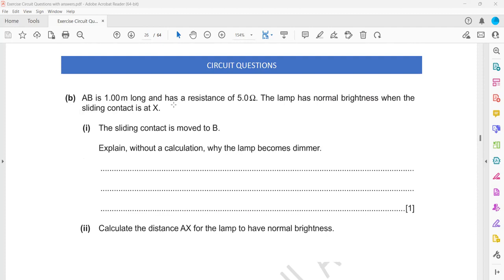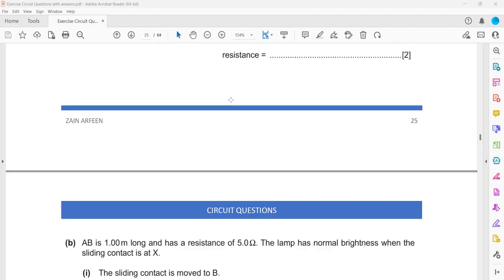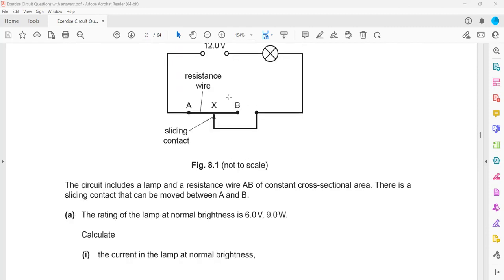AB has a length of 1 meter and has a resistance of 5 ohm. So from A to B, the length is 1 meter and the total resistance of this one is 5.